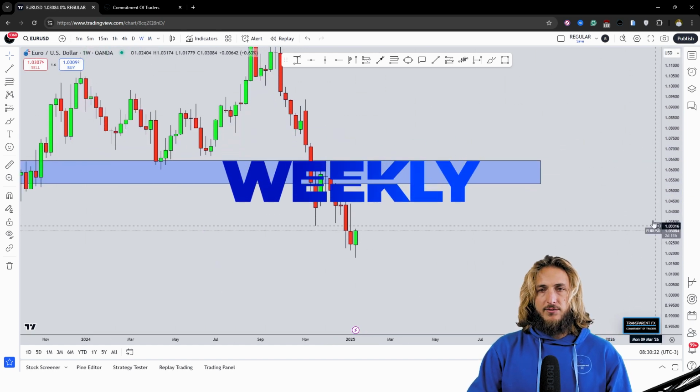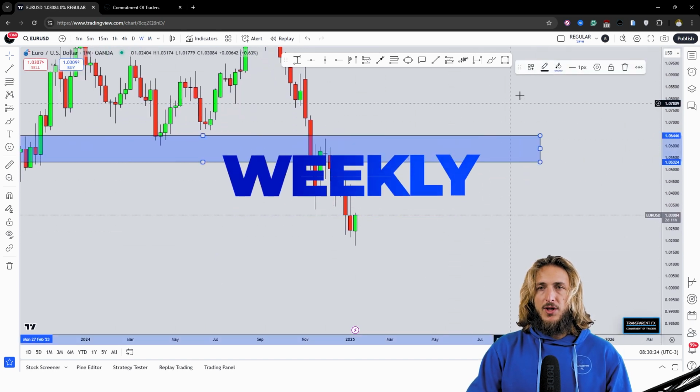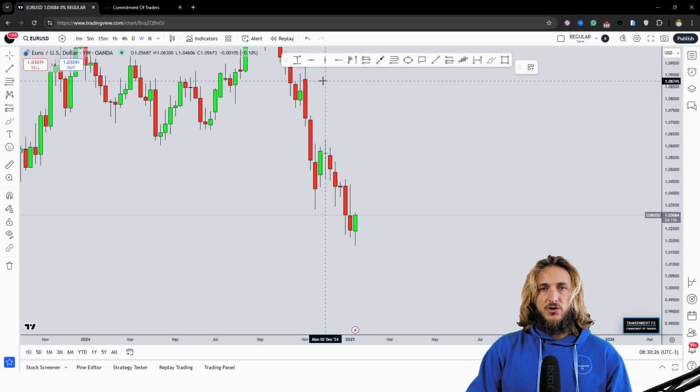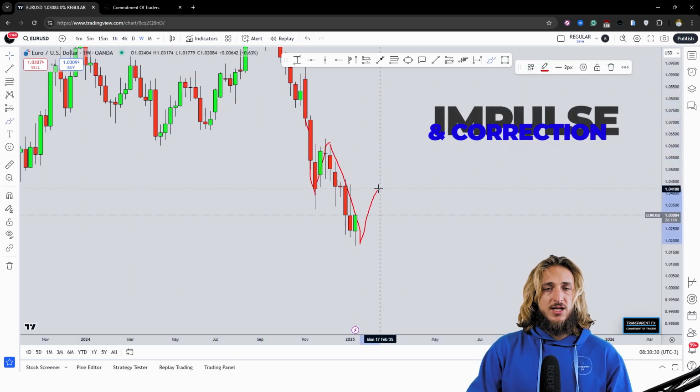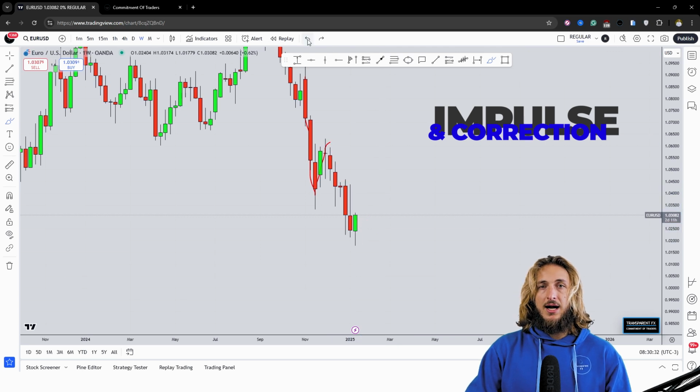Dropping down to the weekly time frame, what do we see? Now here in the weekly, we can notice how we just had a strong impulse to the downside, the correction, the continuation lower. The next logical step would be once again to see a correction.